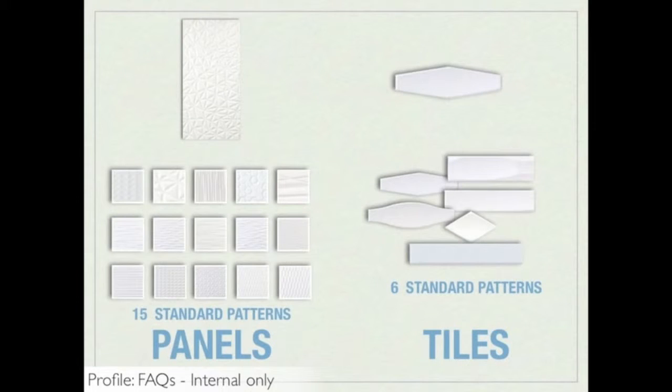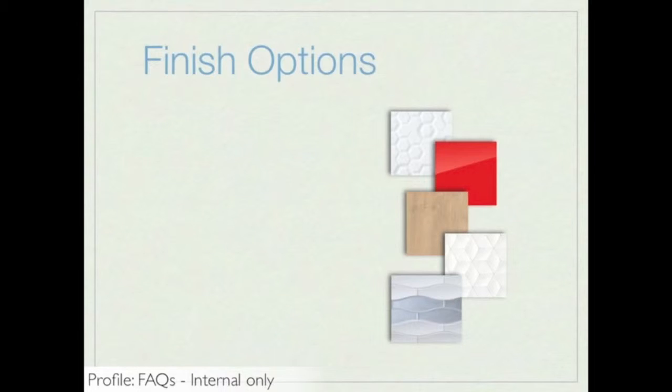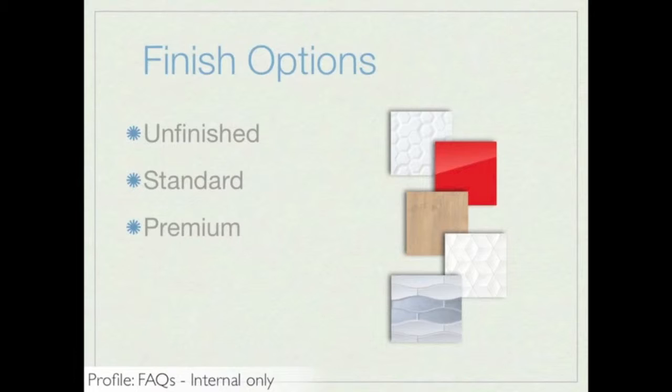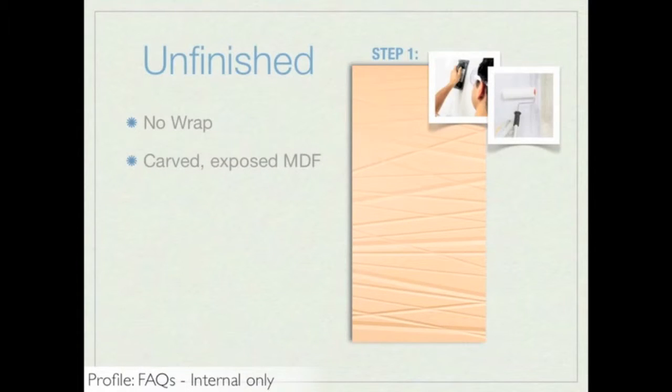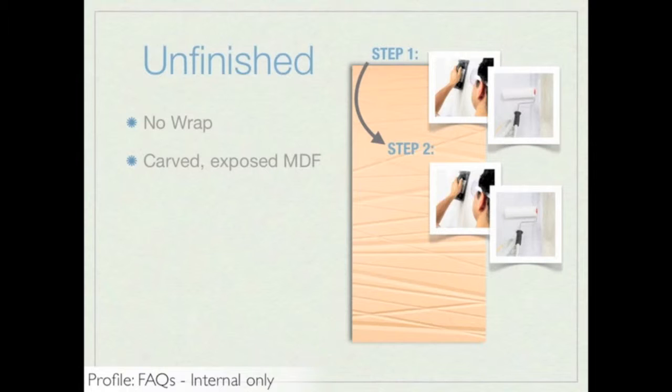In addition to patterns, customers can also choose from 5 different finish options, which are unfinished, standard finish, premium finish, ready to paint, and chroma. We'll now take a minute to give you a little more detail about these different finishes. Unfinished means no wrap is applied. The panel arrives on site as carved, exposed MDF. For this, we recommend a process of sanding and priming, then sanding and priming again, and then painting.